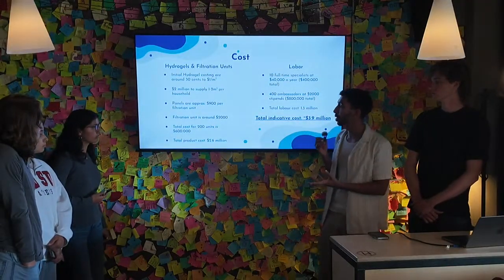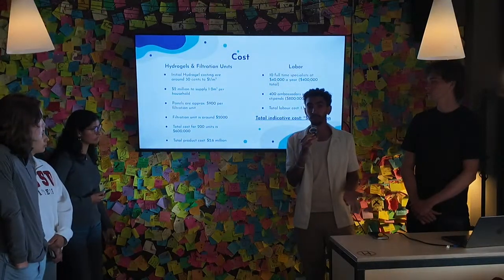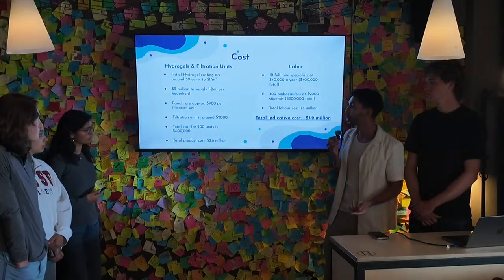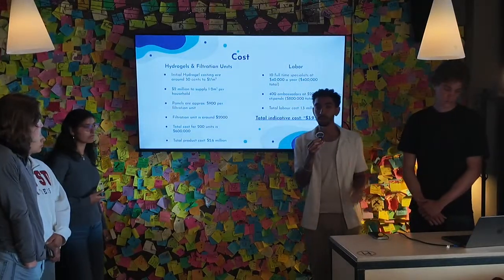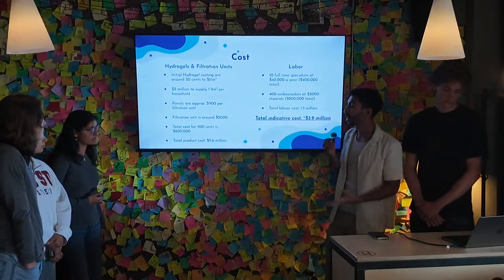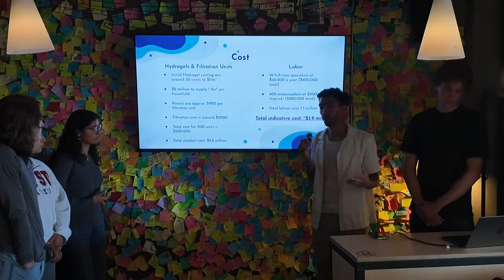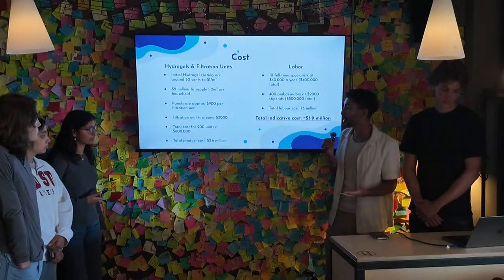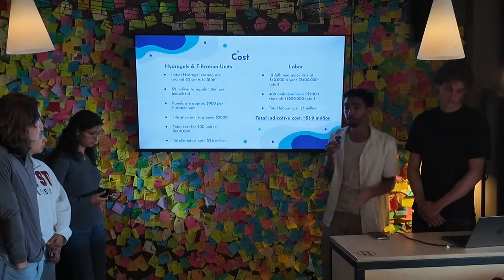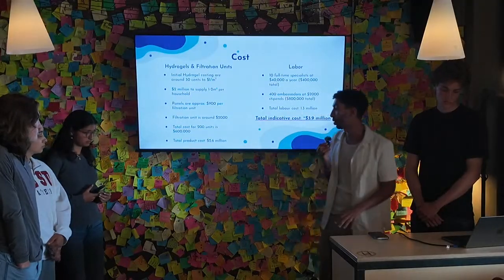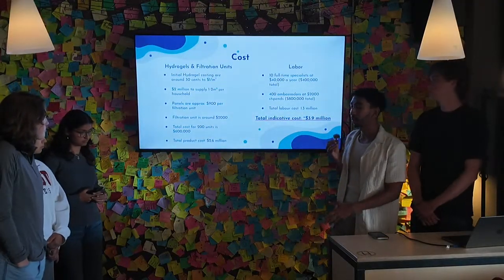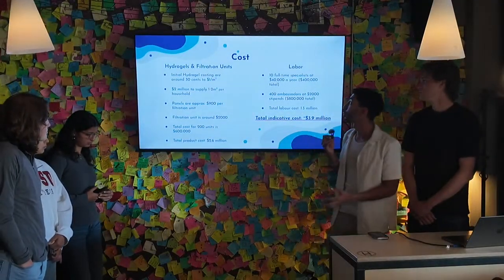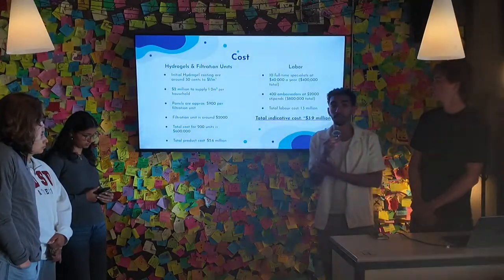The solar panels are approximately $900 per filtration unit, and each filtration unit is around $2,000. These are just figures we found online. So total cost for around, let's say, 200 units is $600,000, and so the total product cost will be $2.6 million. In terms of labor, we're proposing 10 full-time specialists at $40,000 a year.